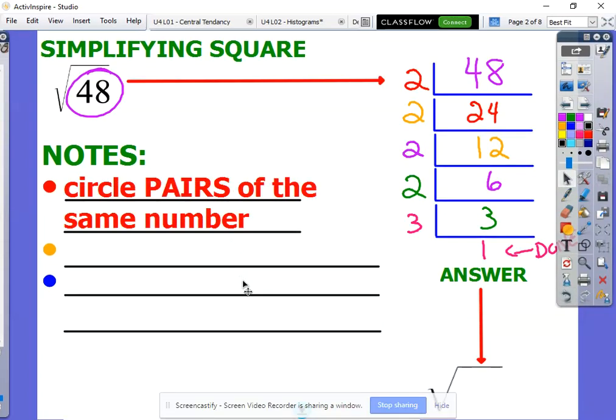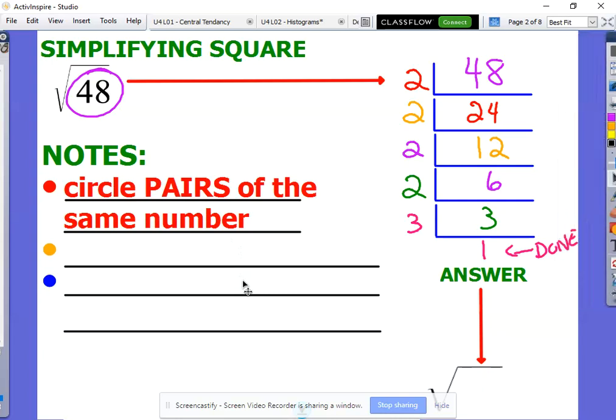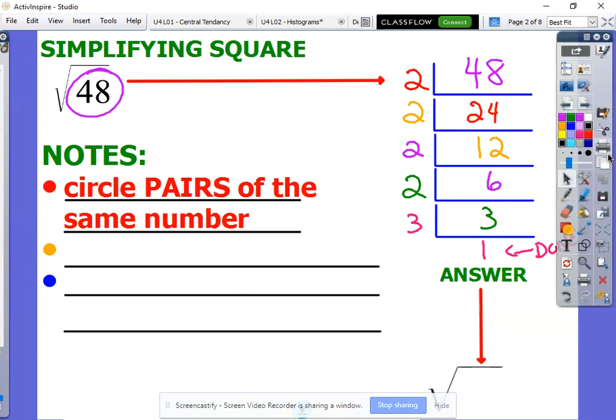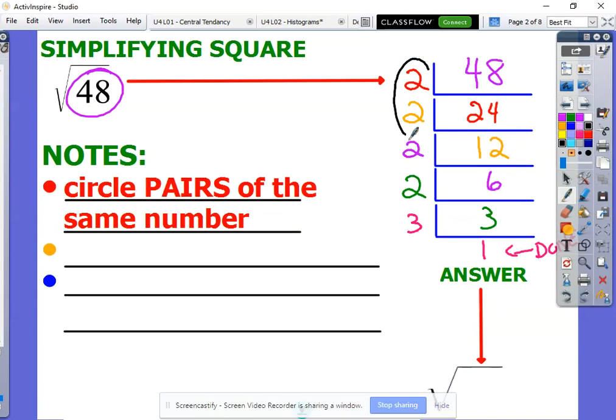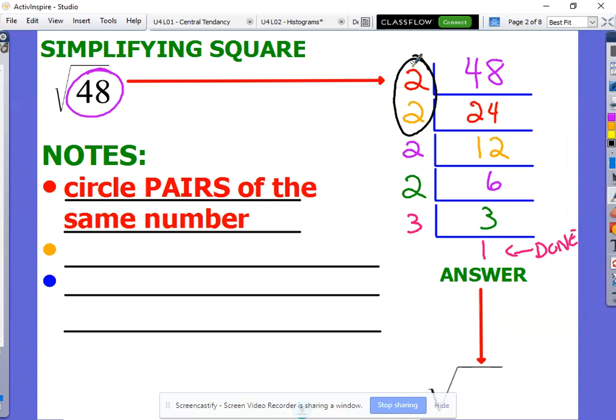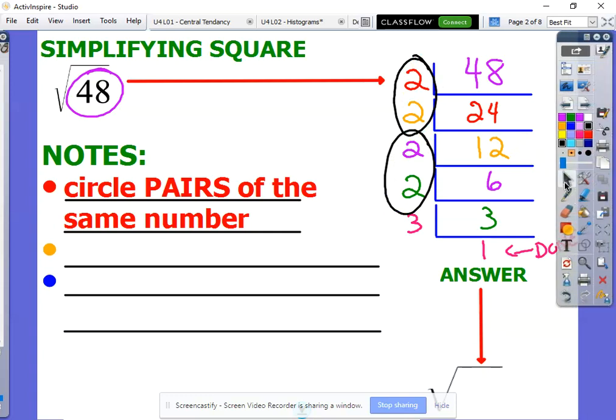The first thing we have to do is we have to circle pairs of the same number. Now, pairs are like shoes. They come in pairs. So it's going to be 2 shoes, but it's a single pair. So I have a couple pairs here. My first pair is right there. So I'm circling that pair. I have another pair, so I circle that pair. So that's our first thing, is we're going to circle pairs of the same number.